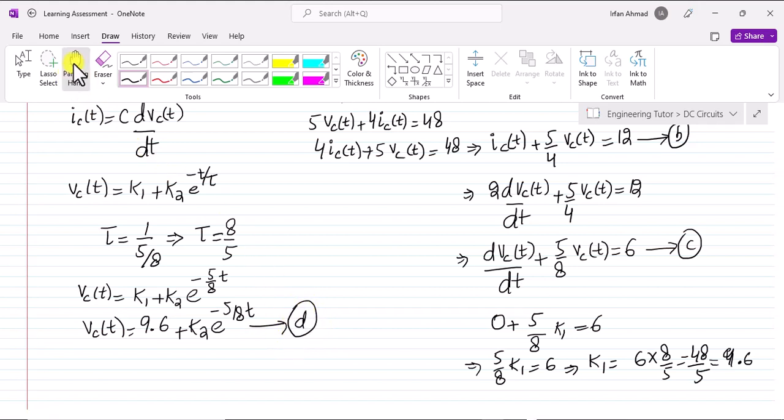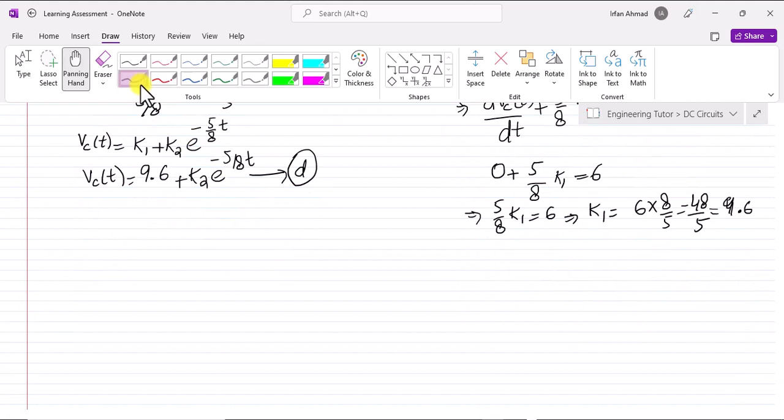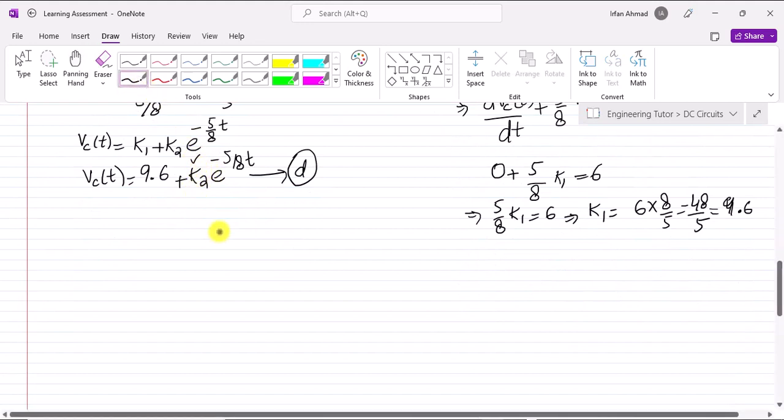Okay, so now in this equation, we have to find the value of K2 as well. In order to find the value of K2, let me put t equal to 0. So putting t equal to 0, I will get VC of 0 equal to 9.6 plus K2, because the exponential of 0 is 1. Now, in order to find the value of K2, we have to put the value of VC0. Where do we find the value of this VC0?